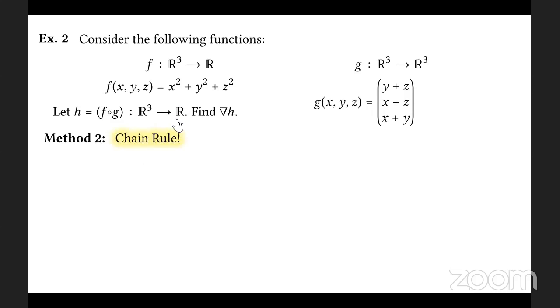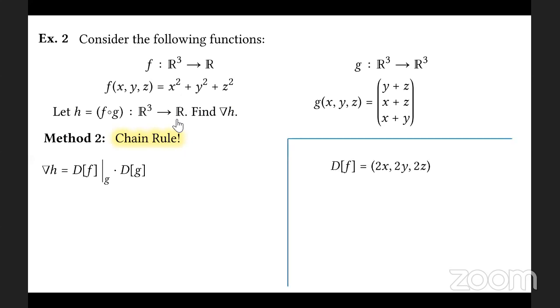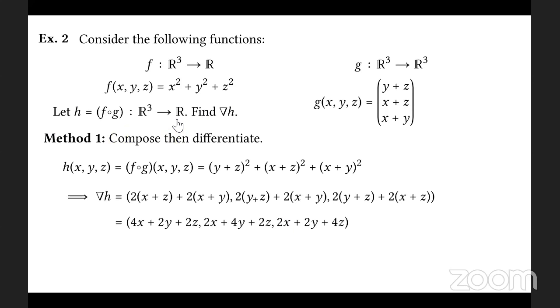Here is using the chain rule. So the chain rule says that the derivative of h is the derivative of f evaluated at the inside times the derivative of the inside, right? So the derivative of f is the gradient of f, which is 2x, 2y, 2z. So when we compose first and then take the derivative? Yeah, exactly. Not if you're evaluating at a point, then you would plug in the point last, right? Yeah.